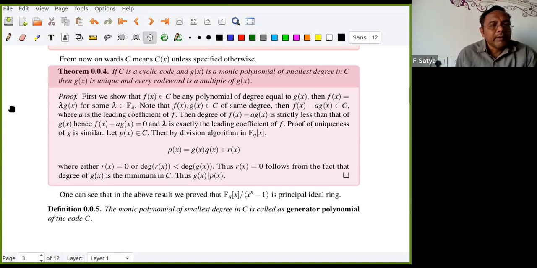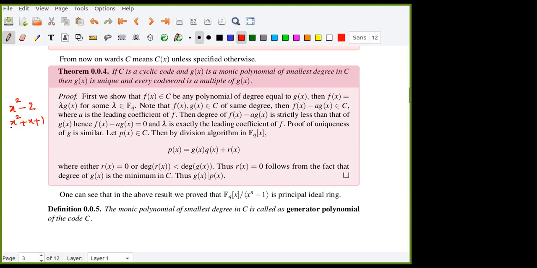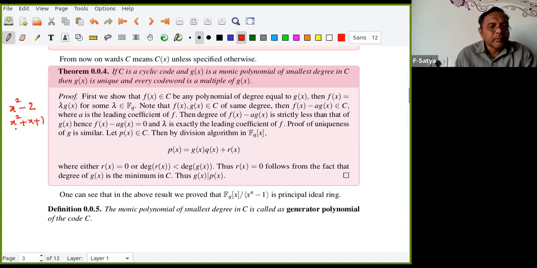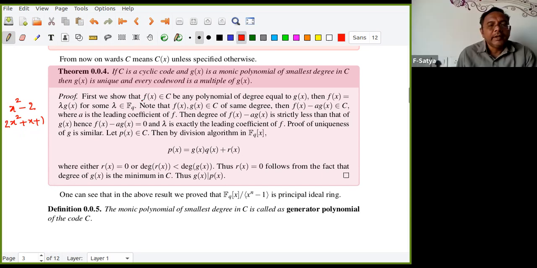See, okay, look here. x square minus 2, and x square plus x plus 1. Are both of the same degree? Yes, sir. But can I get this one by multiplying by some scalar? No, right? So for example, if I multiply this polynomial by 2, can I get the other? No. These are in F_q[x], whatever you can take. So here it is not like that. If I take two monic polynomials, if I divide one by 2, I cannot get the other one.